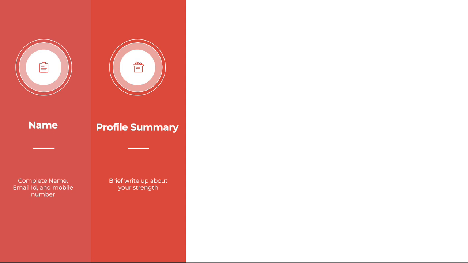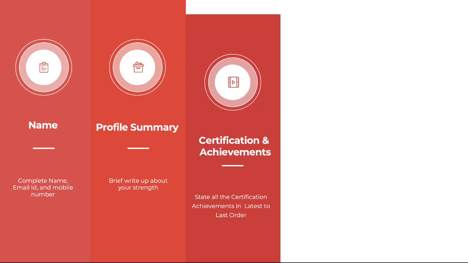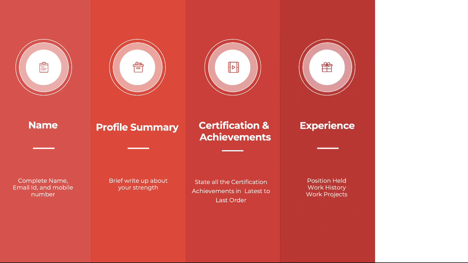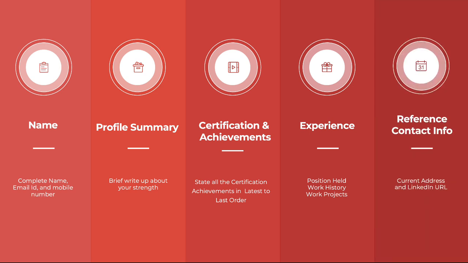Now so far it's the same, right? Like the one that we have for freshers. Here is where it changes. Certification and achievements: create the certificates and achievements in the latest to the last order. Same goes for your experience: position held, work history. Remember, reverse chronological order. And then towards the end is your reference contact information.